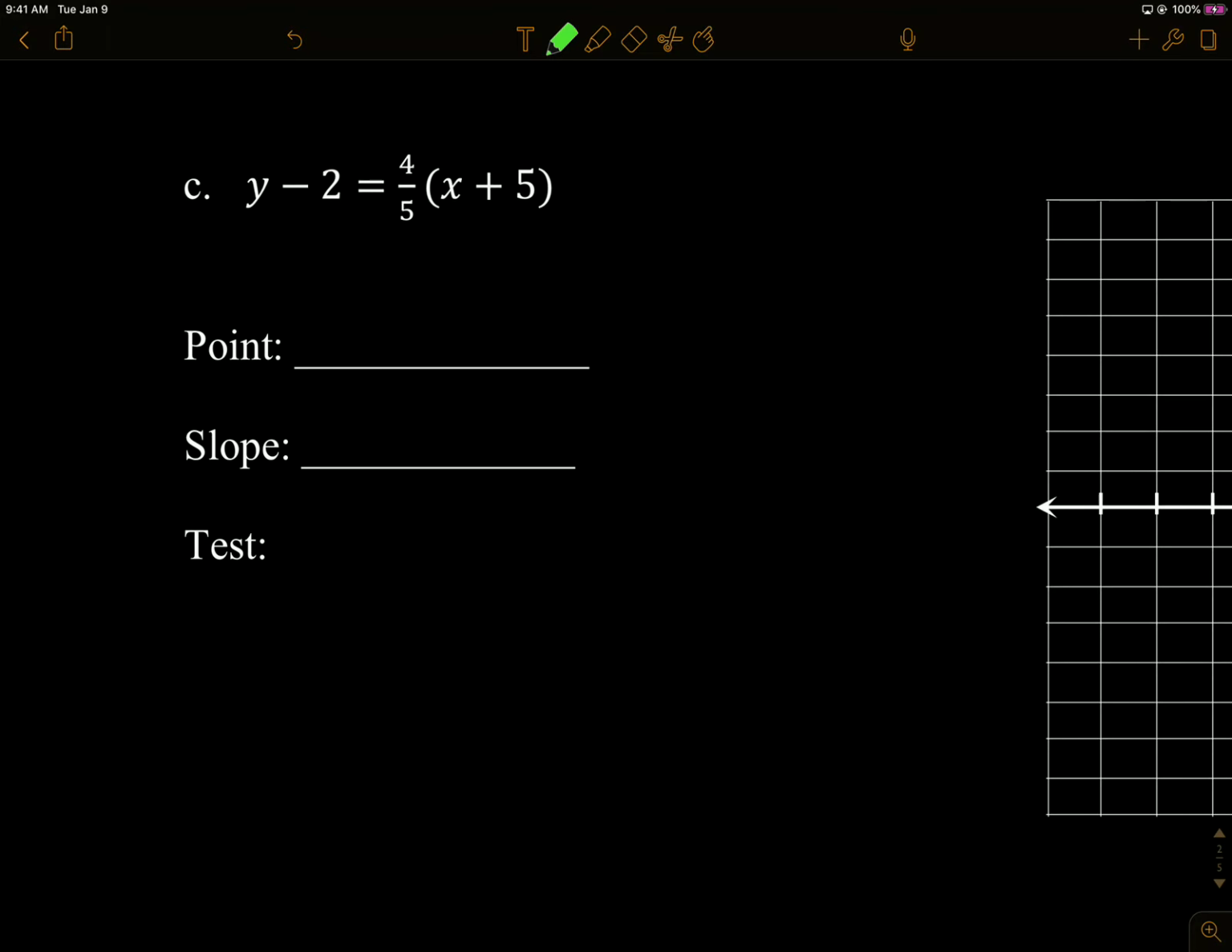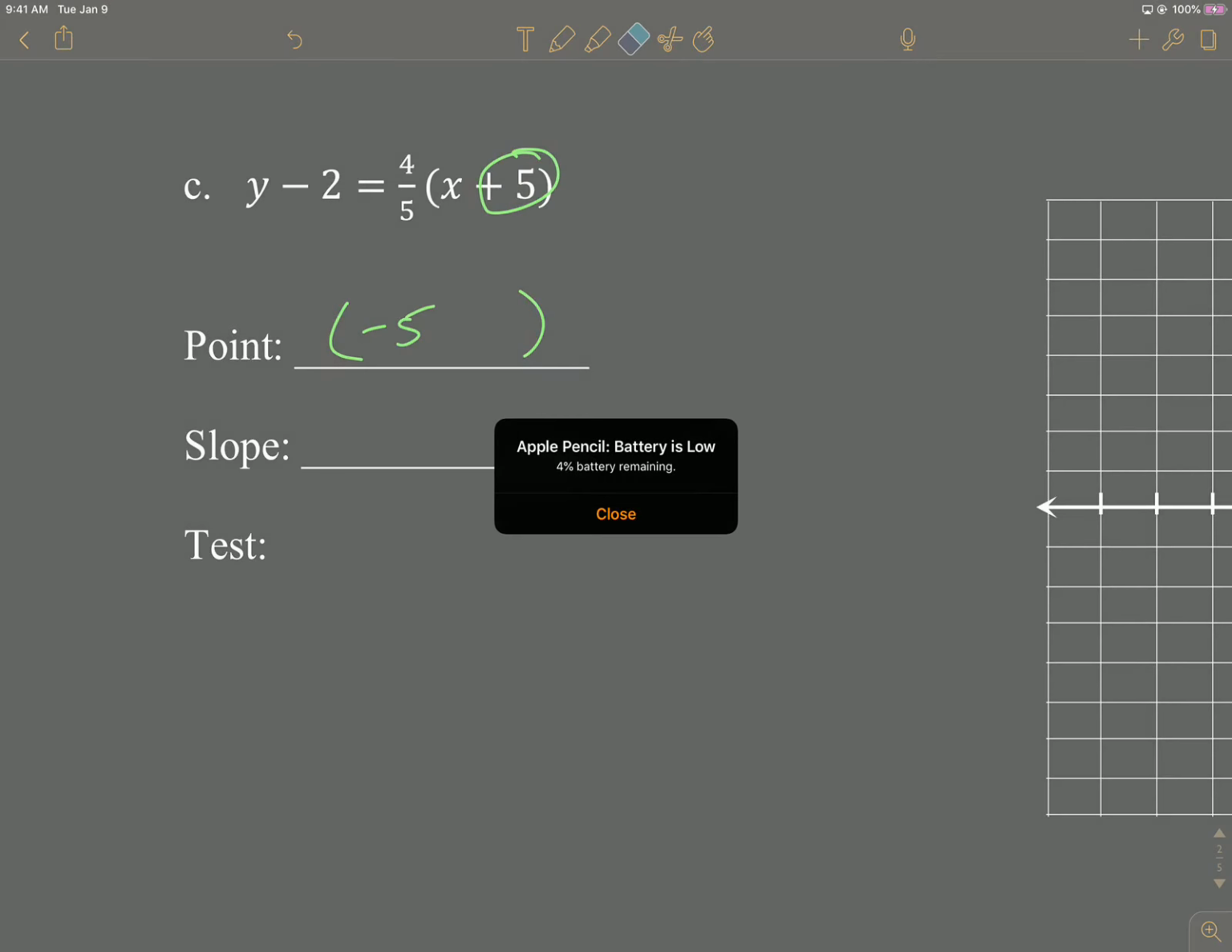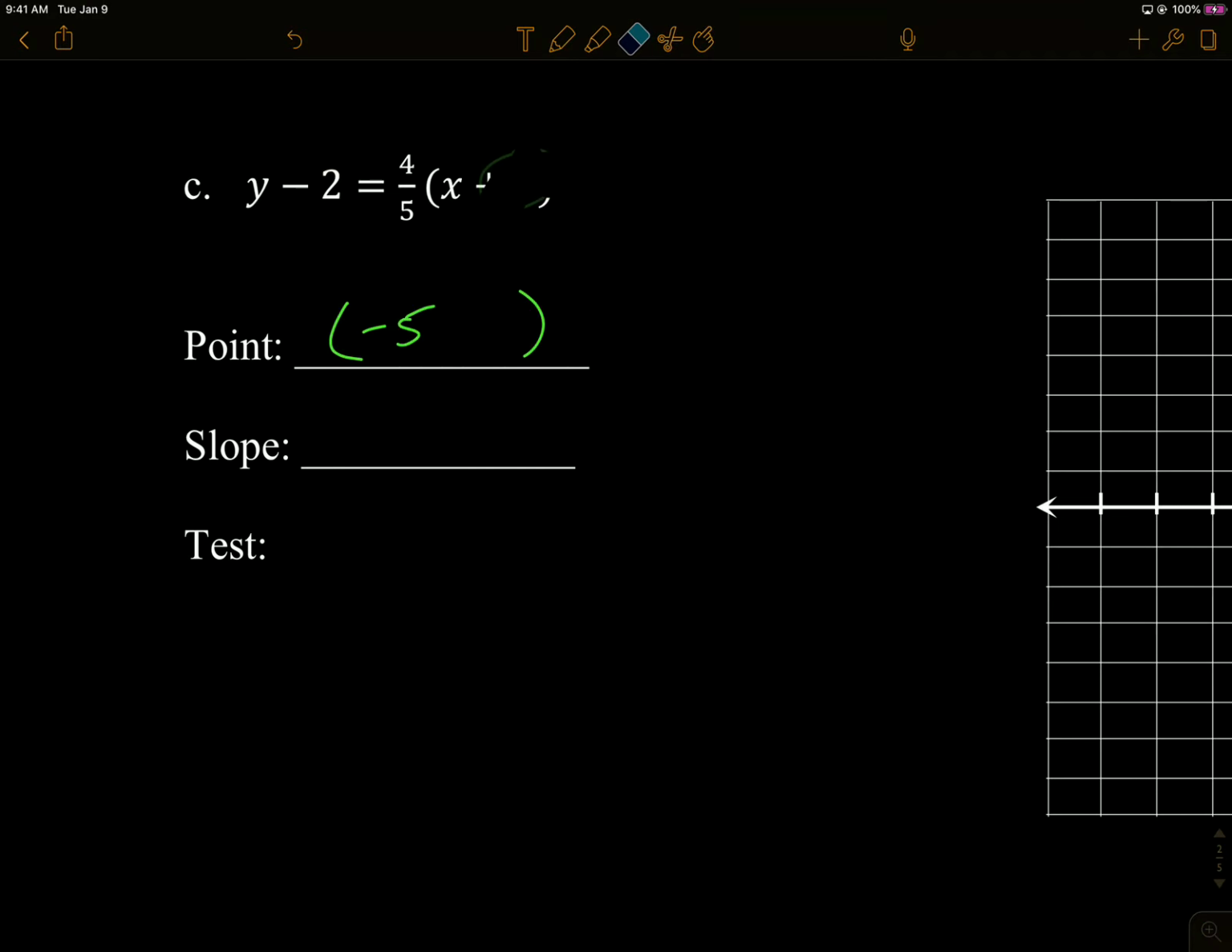All right, let's look at this guy. The point is going to be -5 now because it's a +5 that I see here. And remember, what you're doing is you're picking out the number that would go in here for x that would make this 0, essentially. And then this over here is 2 because of the y value, right? That's another way to look at it. So there's our point, (-5, 2). Our slope is 4/5. Let's test that point.